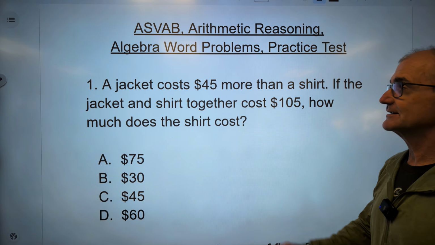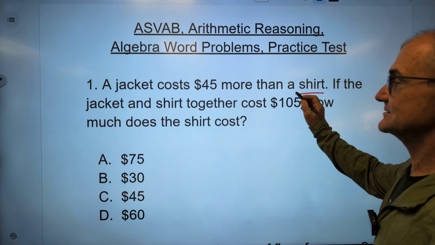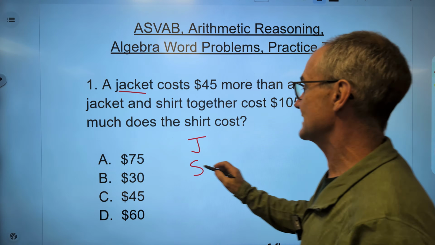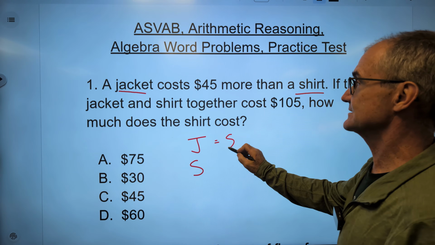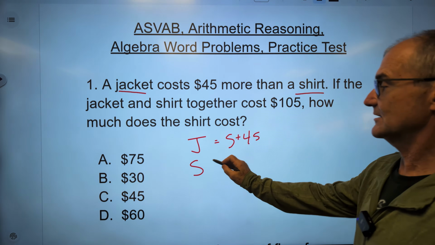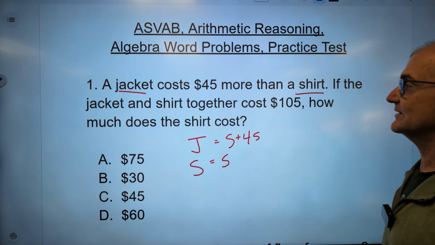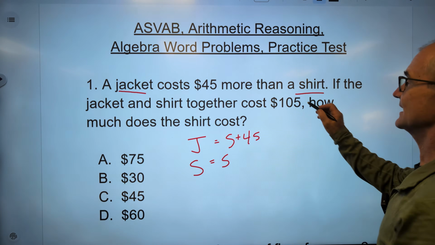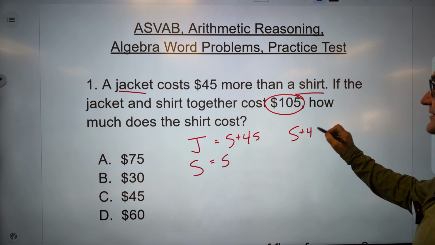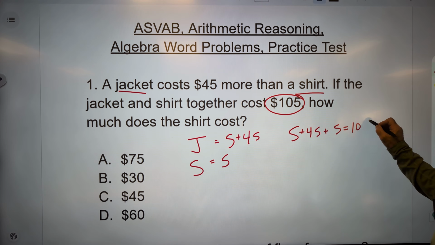All right, let's get started. A jacket costs $45 more than a shirt. So I have a jacket and a shirt. The jacket is whatever the shirt is plus 45. So I'm going to call the price of the shirt S and the price of the jacket S plus 45. Together they cost 105. So the jacket, S plus 45, plus the shirt, equals 105.